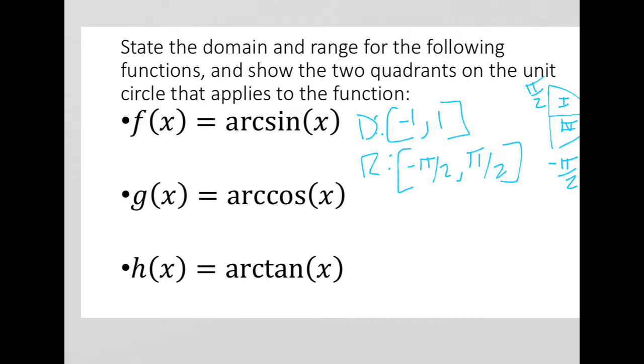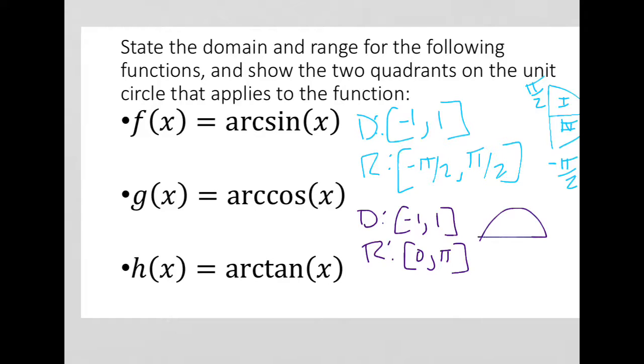Okay, arc cosine, same domain, -1 to +1. Range, slightly different, this time 0 to pi. Looking at the first and second quadrants of the unit circle, 0 to pi, with pi/2 right up top.